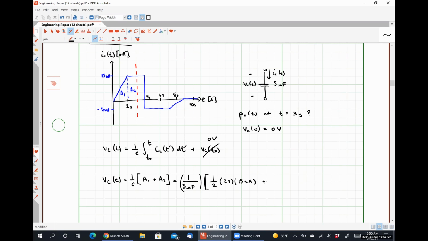The area of the rectangle from 3 seconds, like 3 minus 2 seconds, so 1 second, and then the height is 15 milliamps. All right.